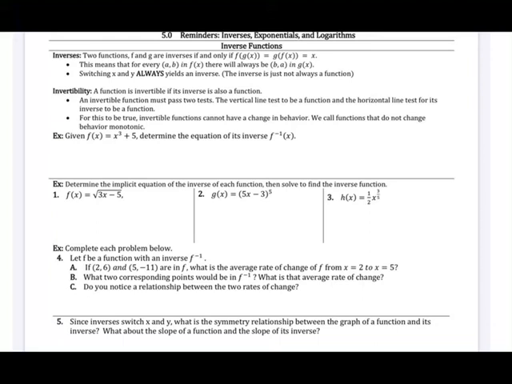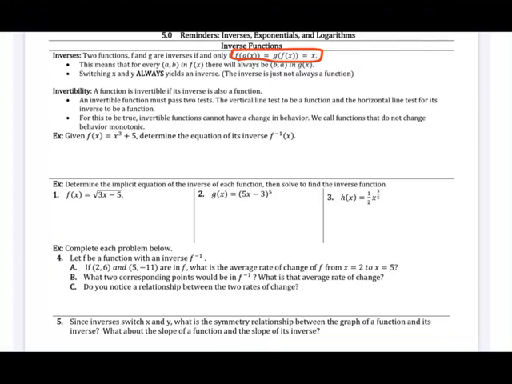So two functions, f and g, are inverses if and only if, when you substitute one into the other, or you complete the composition of functions, you simplify that to get x. So if I plug g of x in for x in the f function, I simplify to get x. If I plug f of x into the g function, I simplify and I get x. This means that for every point a, b in f of x, there will be a point that is flipping your x and your y's there in g of x.